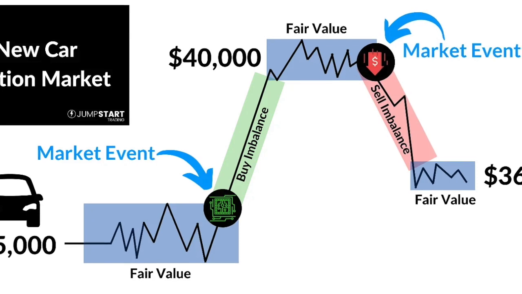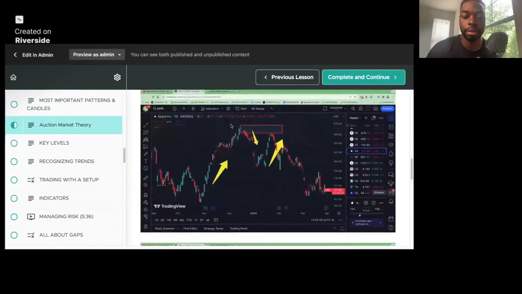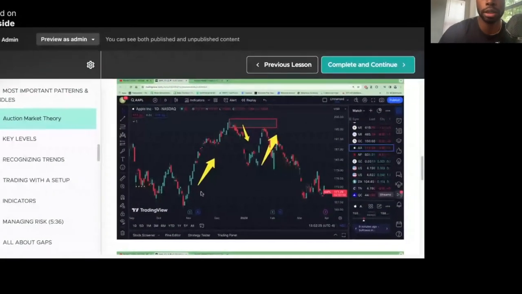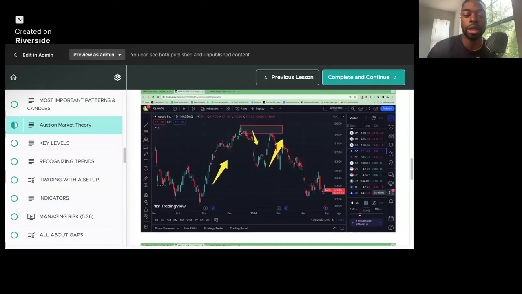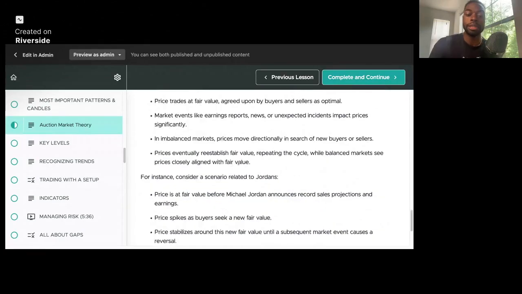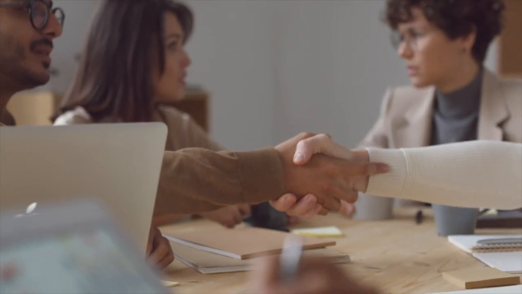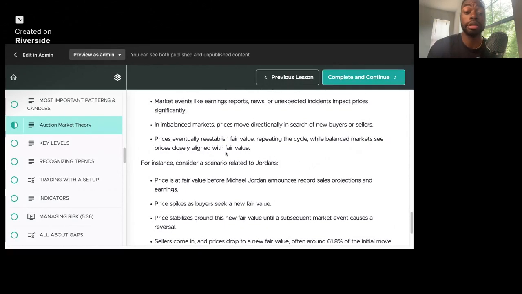So again, order imbalance would be something like this: massive movement very quickly, like a very steep incline. That's order imbalance. And then price tries to balance out at the top here. As you can see, it starts to go sideways. Prices eventually reestablish fair value, repeating the cycle, while balanced markets see prices closely aligned with fair value.